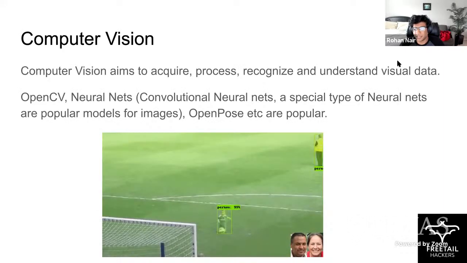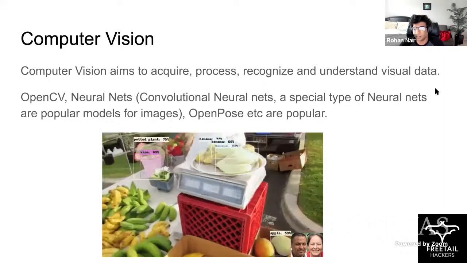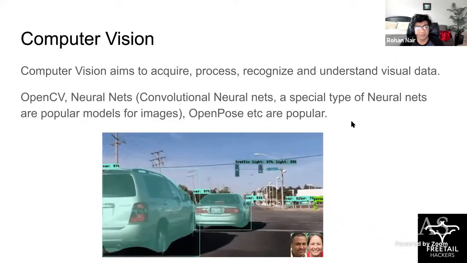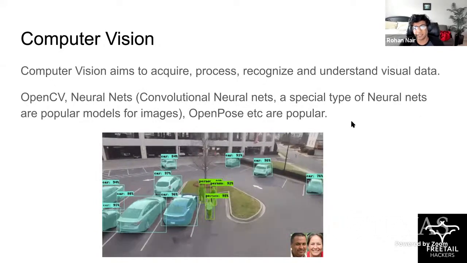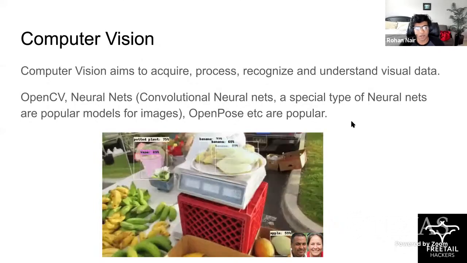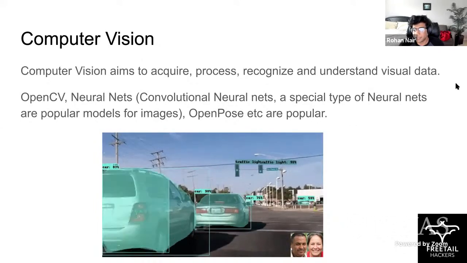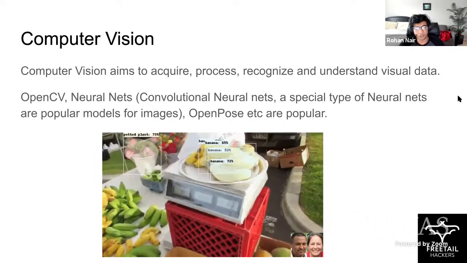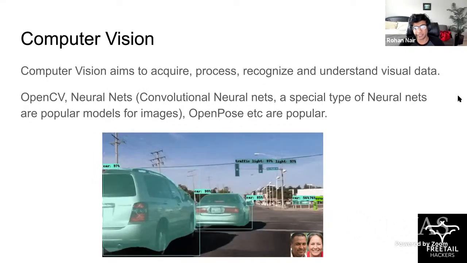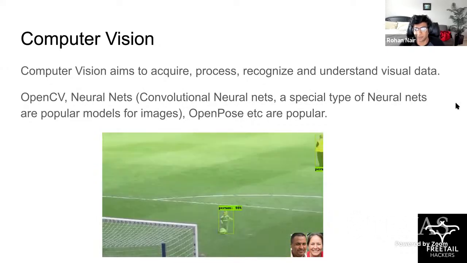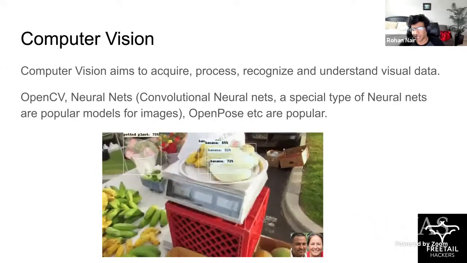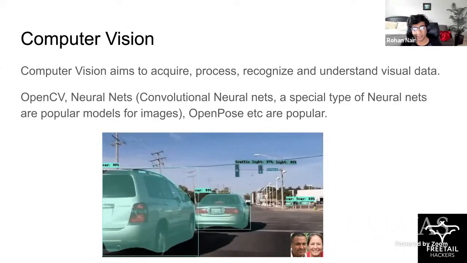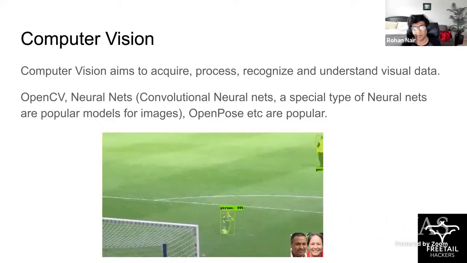So the first big application we'll go over is computer vision. The idea behind computer vision is we want to acquire, process, recognize, and understand visual data. Some libraries and tools we can use here are OpenCV. Neural nets are very popular here. CNNs are a special type of neural network that are used to process images. And then OpenPose is also another popular library.